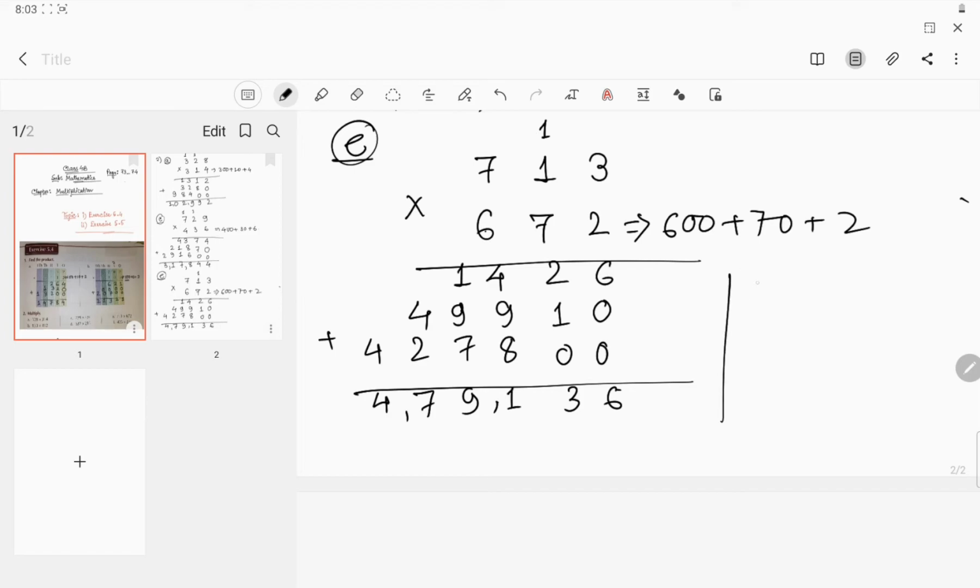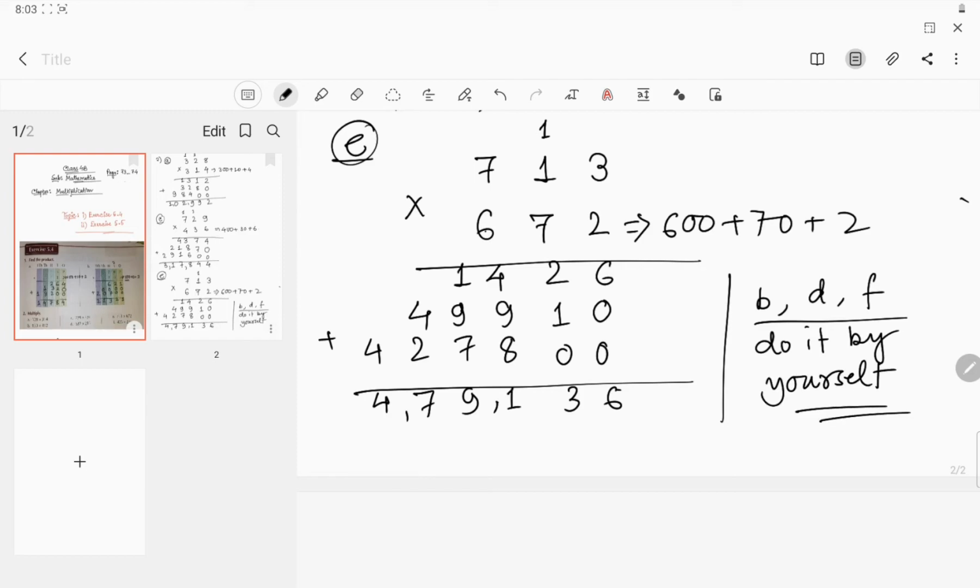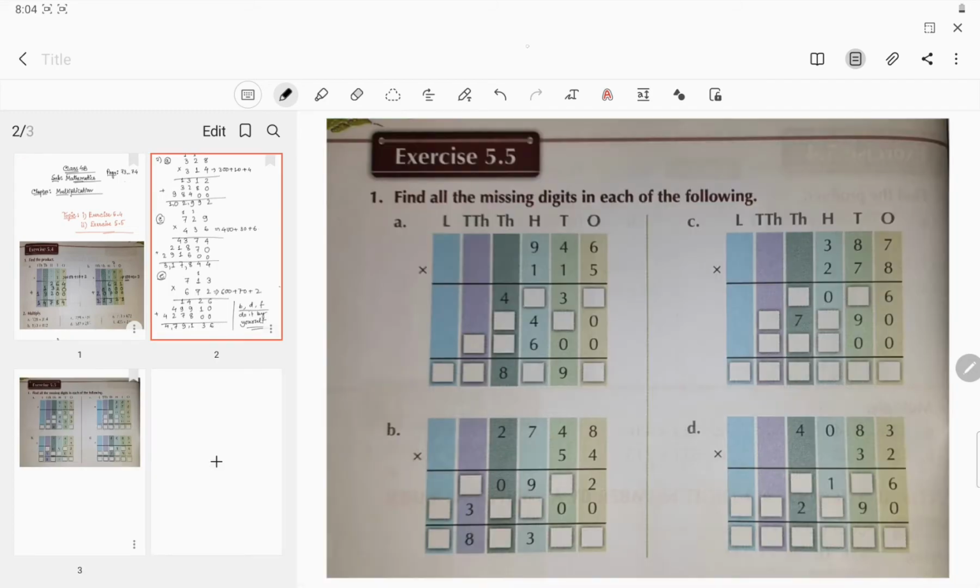And now question number B, D and F, please do it by yourself, right? Try to do this. Now in exercise 5.5, find all the missing digits in each of the following. So you have to do it in your book, right? You have to write in your book. I'm trying to fill up this space.